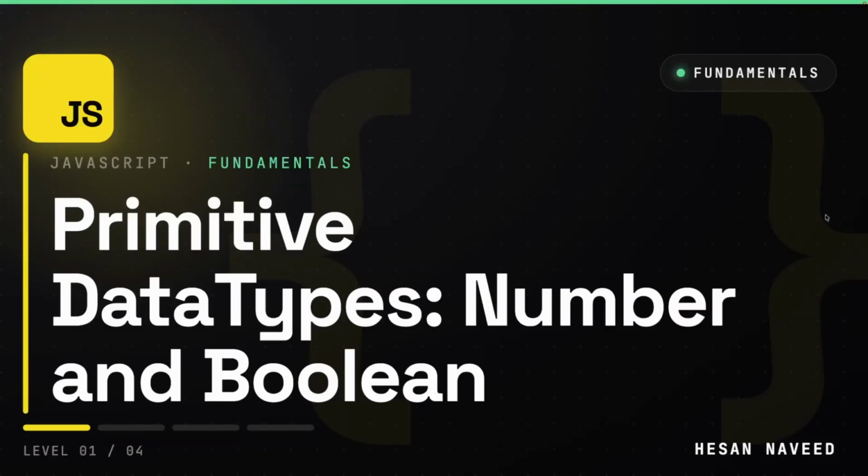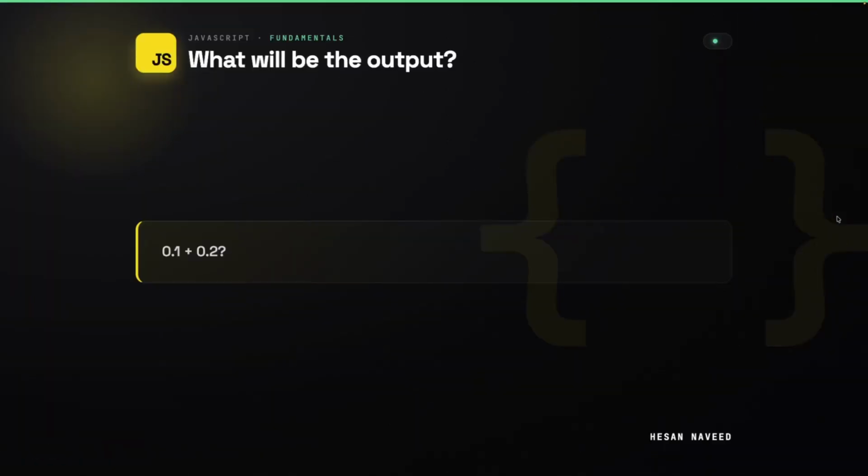What are numbers and Boolean? Can you guess the output of the following expression if we write it in JavaScript? It's a pretty simple one, right? 0.1 plus 0.2, it should be equal to 0.3. Let's try it in the console.